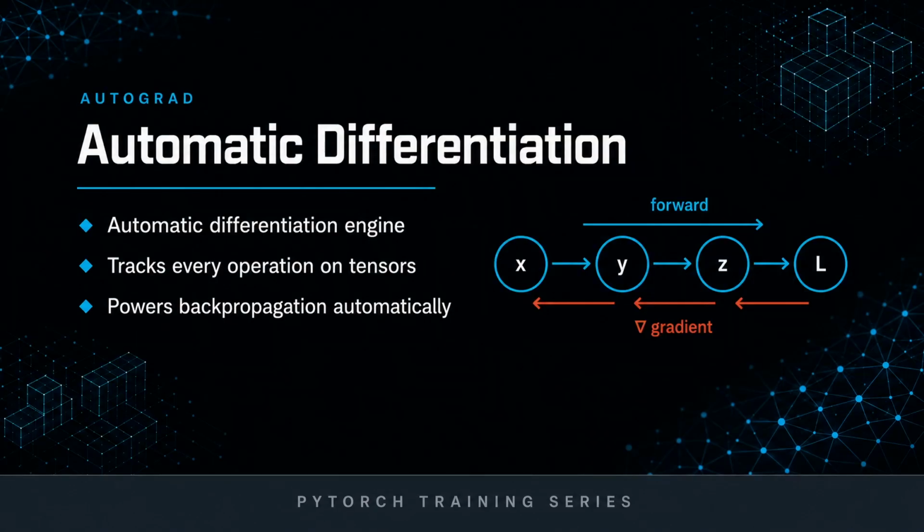Autograd is PyTorch's automatic differentiation engine. It tracks operations performed on tensors and computes gradients automatically. This feature powers backpropagation, the core of training deep learning models.